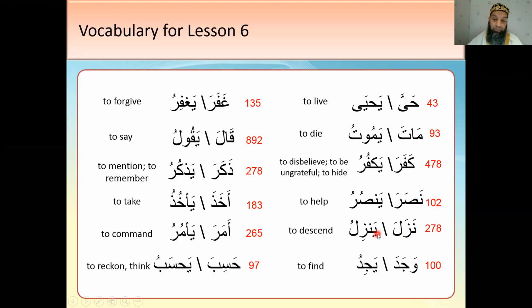Nazala, yanzilu. It sort of sounds like it. Nazala, to descend, to come down. And that's why in Urdu we say nazla, which means you got a runny nose. What's the nose doing? The thing inside the nose is coming down, isn't it? So, nazala. Inna anzalnahu fi laylatil qadr. Indeed, we sent it down, in the night of Qadr. So nazala yanzilu means to descend.